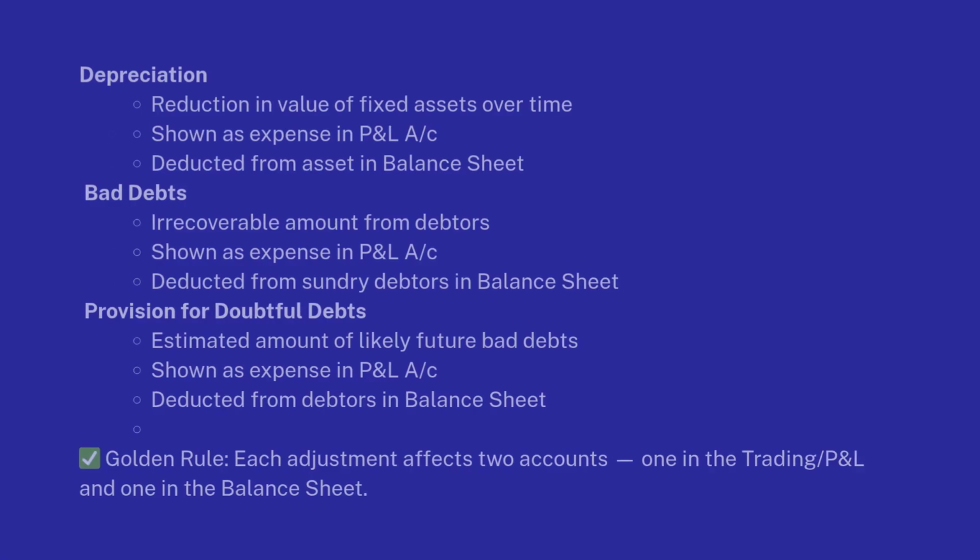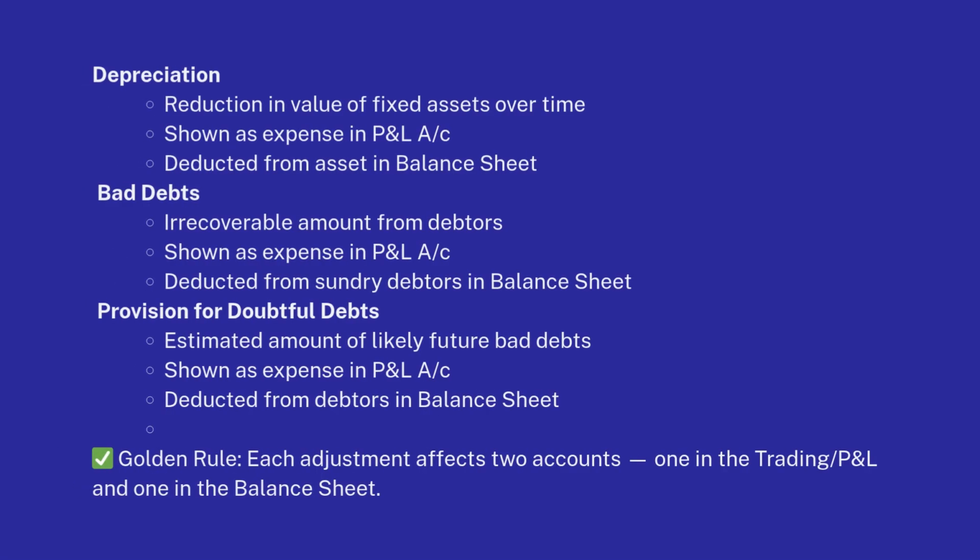Next, depreciation. It is the reduction in value of fixed assets over time. It is shown as expense in profit and loss account. It is deducted from asset in balance sheet. Next, bad debts. It is the irrecoverable amount from debtors. It is shown as expense in profit and loss account. It is deducted from sundry debtors in balance sheet.